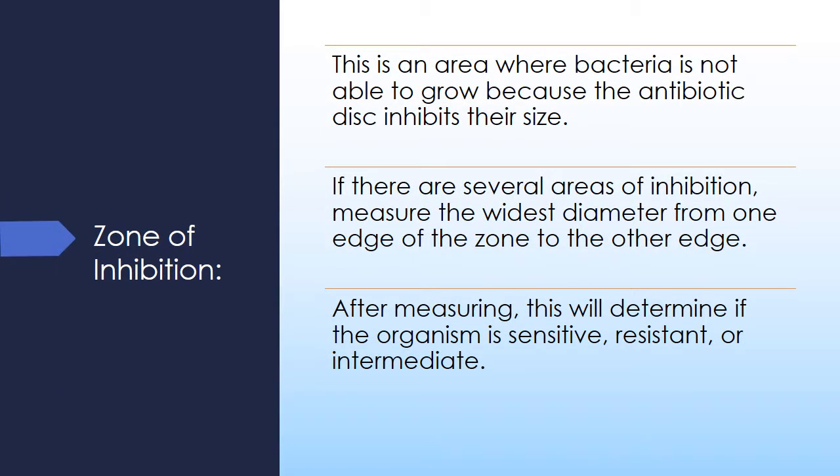The zone of inhibition is an area where bacteria is not able to grow because the antibiotic disc inhibits their size. If there are several areas of inhibition, you should measure the widest diameter from one edge of the zone to the other edge. After you measure, this will determine if the organism is sensitive, resistant, or intermediate.